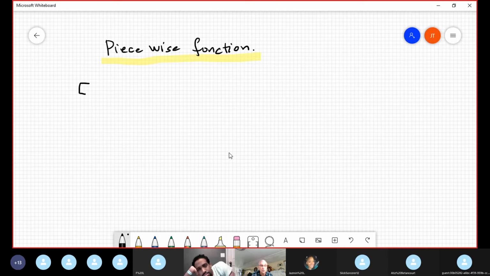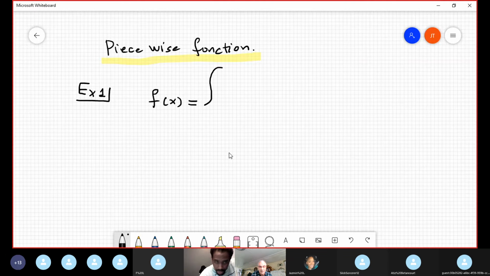Let's see example one to understand piecewise function. And what is the idea behind piecewise function? Suppose the symbolic way to represent the piecewise function is something like that. You open a big curly bracket and you list here the different formulas. Suppose the first formula is minus 3x plus 2. And this is valid if you put a condition, x is less than negative 2.